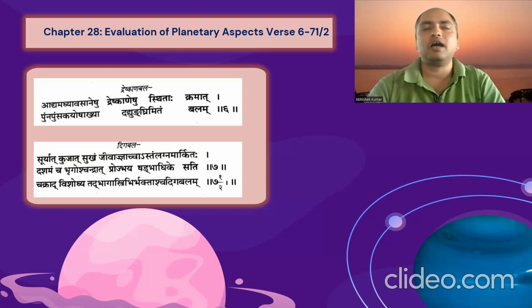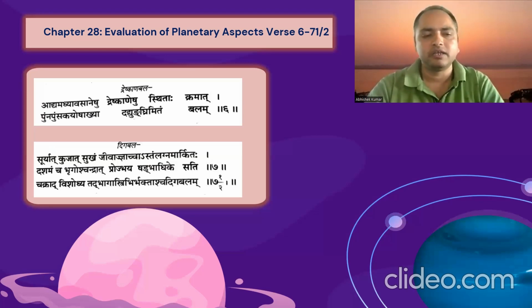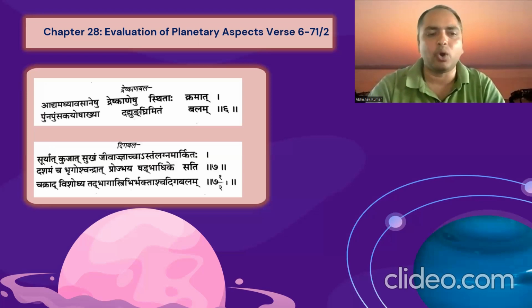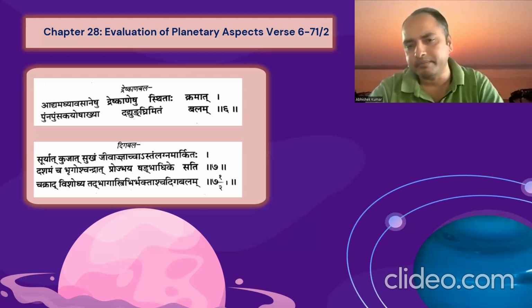Parashara uvacha: Digvala. Suryat kujat sukham jivaj gyajat sanlagna maharkitaha, dasam cha bhrigos chandrat bhojyabha sadbhadhike sati chakrad visodya tatbhaga trivir bhaktas cha digvalam.